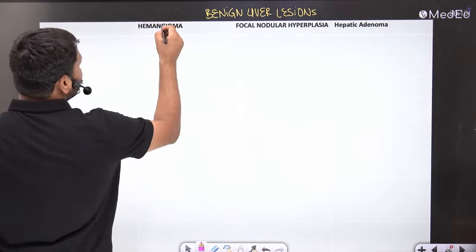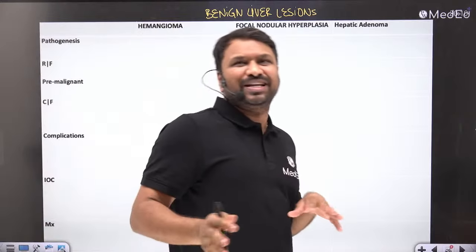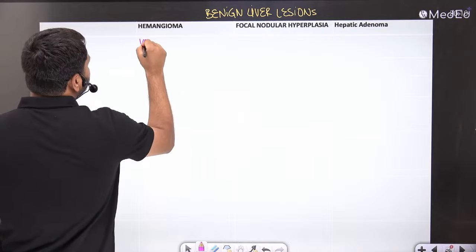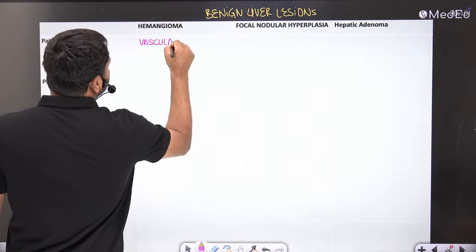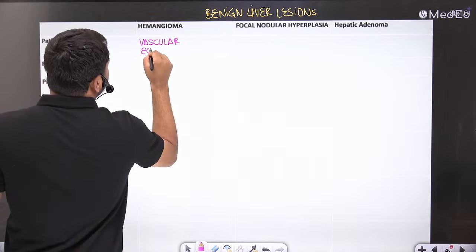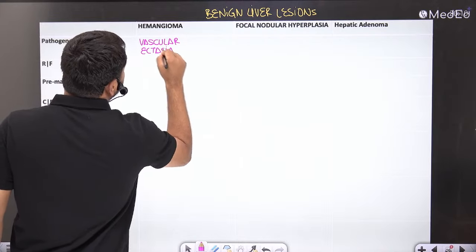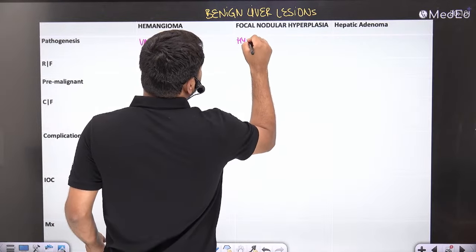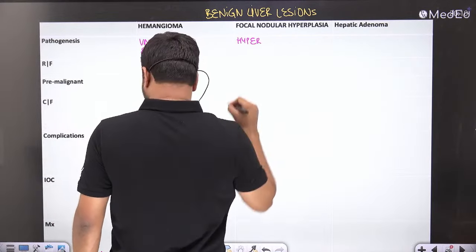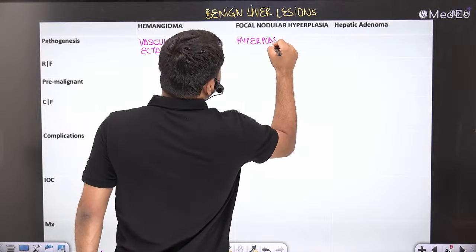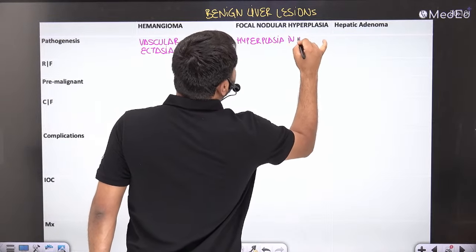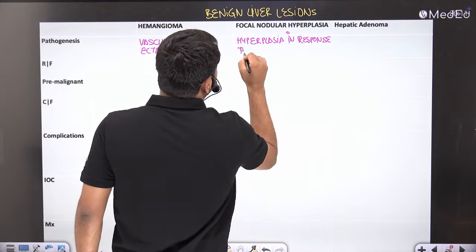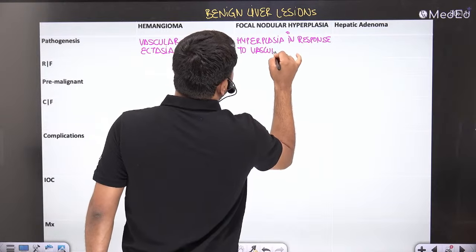Hemangioma of the liver, it is a misnomer. As the OMA means tumor, hemangioma is vascular. It looks like a vascular tumor, but it is not a tumor. It is a vascular ectasia, that is, an abnormally dilated blood vessel, which looks like a tumor. Focal nodular hyperplasia, it is a hyperplasia. When I say hyperplasia, it is an increase in the number of cells, in response to vascular malformations.